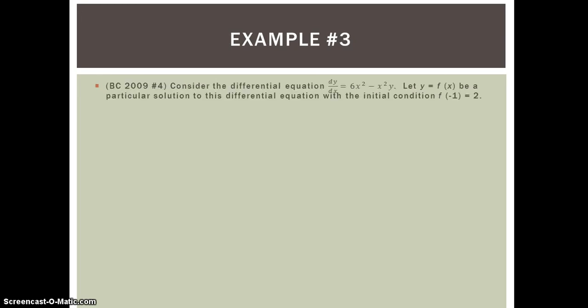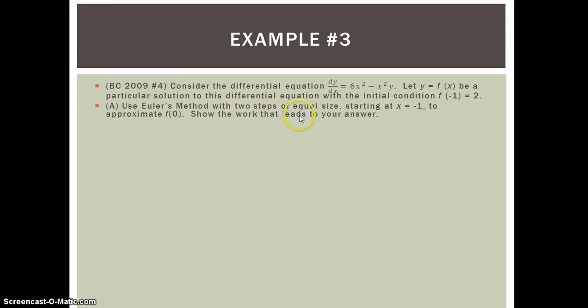Example 3, this is from an actual BC exam. Consider the differential equation dy/dx is equal to 6x squared minus x squared y. Let f of x be a particular solution to this differential equation with the initial condition f of negative 1 is equal to 2. The first part of this question asked you to use Euler's method with 2 steps of equal size, so a little bit simpler on the AP exam, starting at x is equal to negative 1 to approximate f of 0, and show the work that leads to your answer. Well, 2 steps of equal size will be of size 0.5.